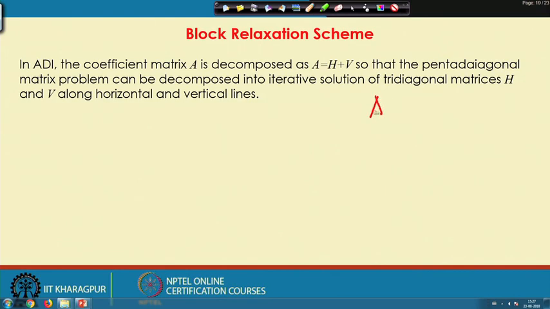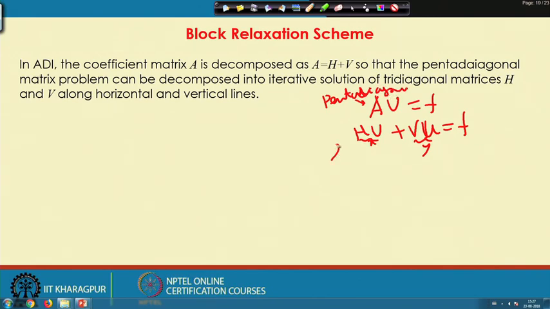So, instead of AU equal to F, we can write HU plus VU equal to F, where HU has x directional discretization and VU has y directional discretization. A is pentadiagonal, H is tridiagonal, and V is also tridiagonal.